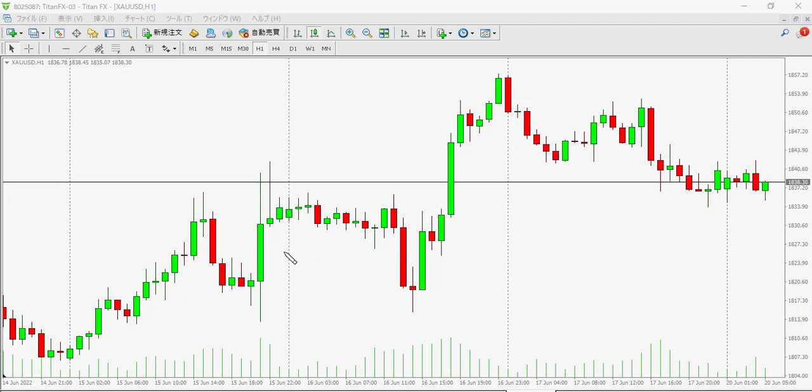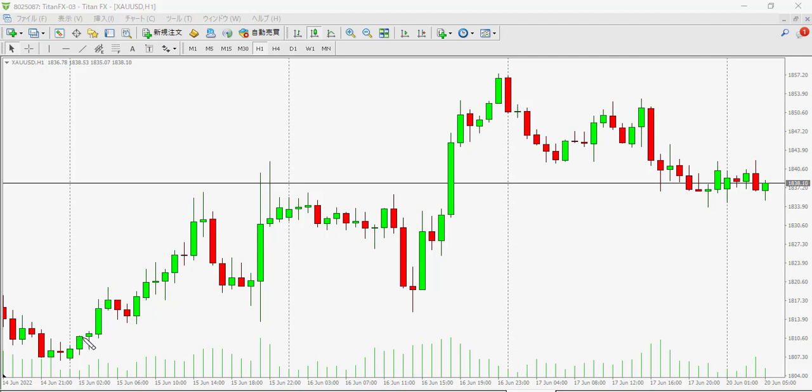This is a gold 1 hour chart. In short, if the lower shadow is higher than the previous candlestick's lower shadow, then buy. And if it's an outside close, it's more profitable. For example, this candle's lower shadow is higher than the previous candlestick's lower shadow, and it's an outside close, so buy here. Price goes higher, and you can take profit.